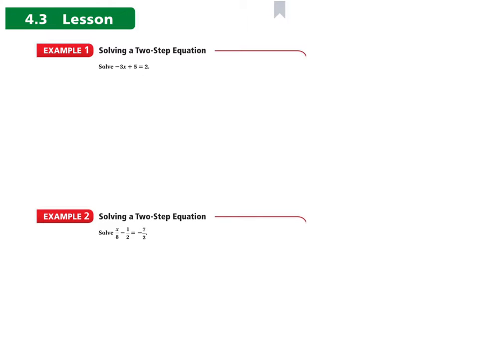Okay, welcome to 4.3. We're going to be solving two-step equations, and we're going to put all this stuff together. So here's what we're going to do. Example 1. As always, we're going to rewrite the problem as it is. Make sure you don't forget any negatives. Those are always important. Okay, and then if you want, you can draw your line through the equal sign.